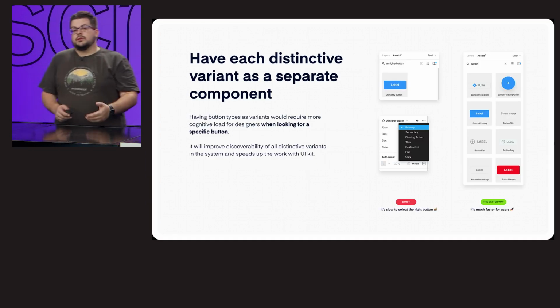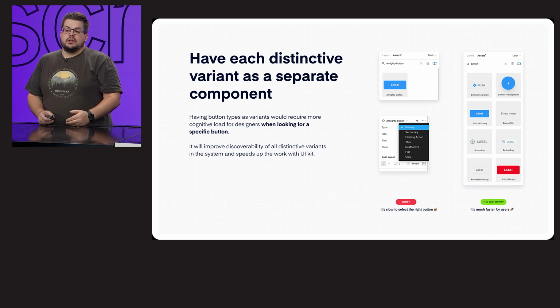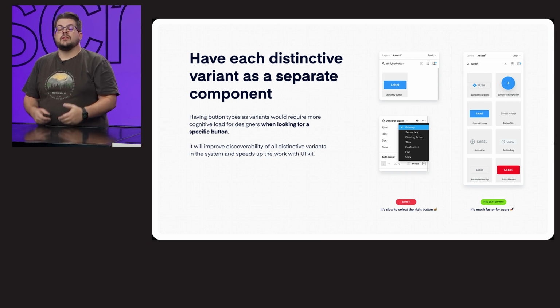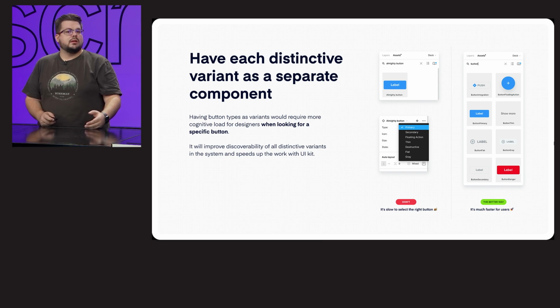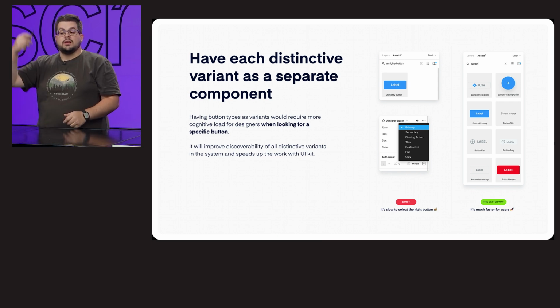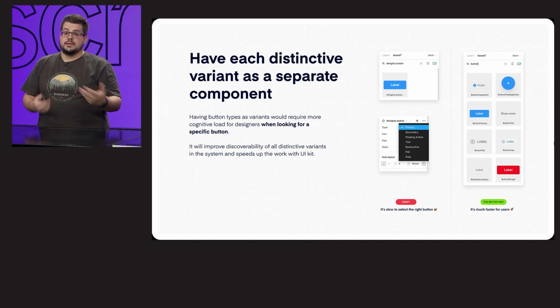One of the most important things I practice is having each distinctive variant of a component as a separate component. What does it mean in practice? For example, you can choose an API of a button where you have a type as a variant. That means that designers will see only the main button in the assets panel when they are searching for a button, and then when they place the button on the canvas, they can select its type.